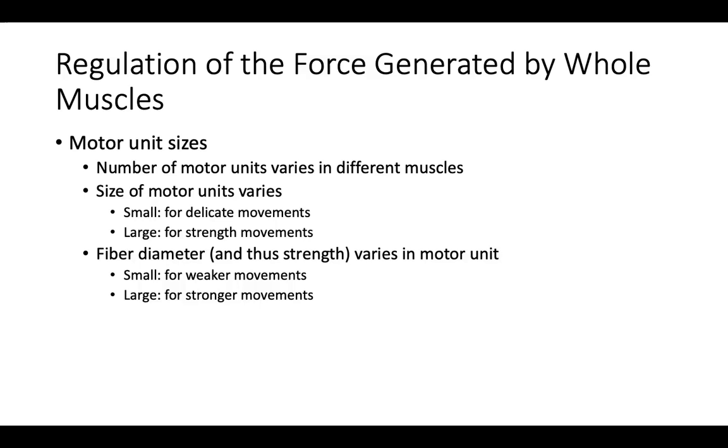So when we talk about the size of the motor unit, remember, this is speaking about the number of fibers attached. That's small as well. But then the fiber diameter, the size of the fibers that are attached, are also small as well. And again, we're going to see small fiber diameters for weaker movements, and then larger fiber diameters are for stronger movements, for strength, for posture even, such as the soleus muscle of the legs and calves.